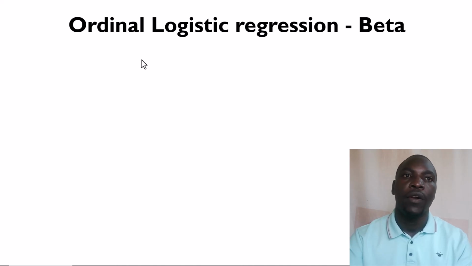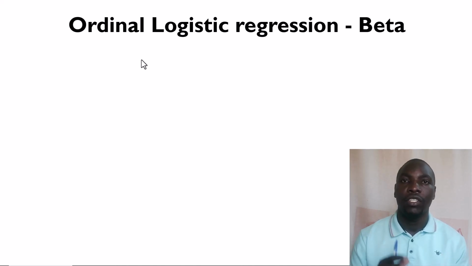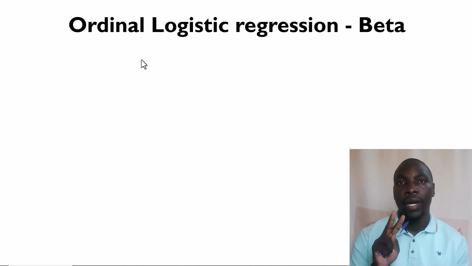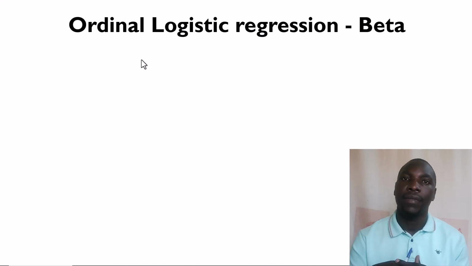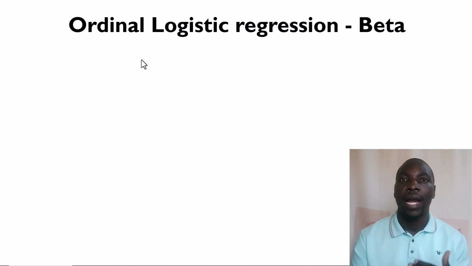In this video, we are going to look at ordinal logistic regression analysis in Stata. This is the type of analysis that you should use when you have a categorical outcome with more than two levels, so you can't use binary logistic regression. And again, the levels have a natural order in them. In other words, you have an ordinal categorical outcome.